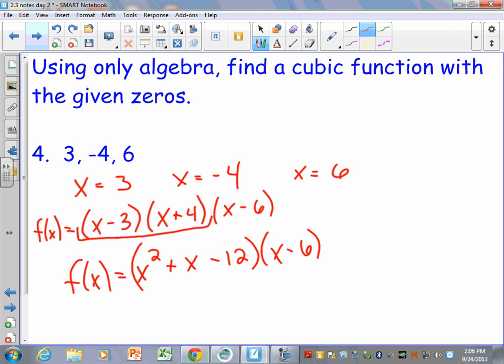And then just remember, this is not foiling. That's why I don't like foiling, because it only works with binomials. But you have to multiply everything in the first times everything in the second, which means I think you should have 6 things. When you're done with all that?